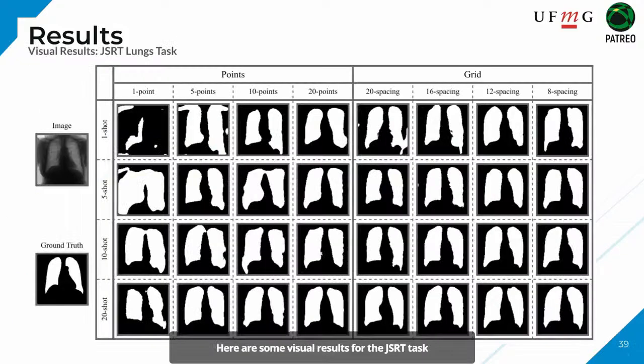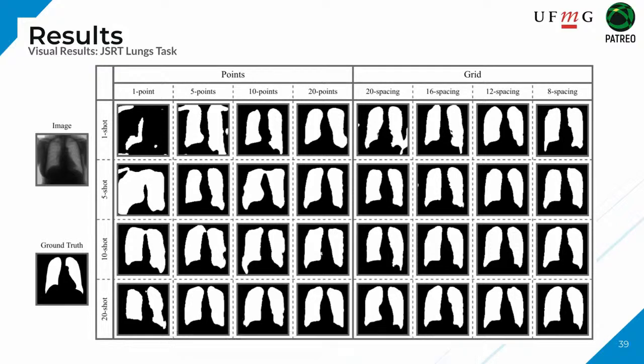Here are some visual results for the JSRT task, and they corroborate the quantitative results in the sense that increasing the amount of data has a positive effect on the visual quality of the segmentation. And more results are presented in the paper and supplemental material.